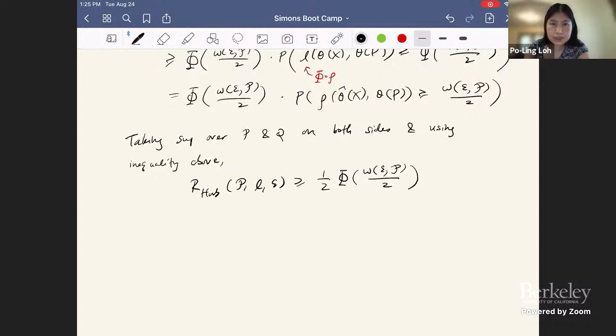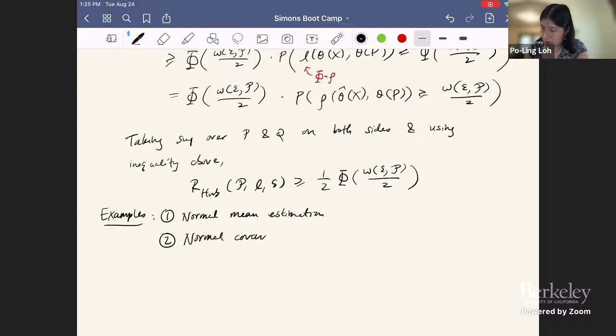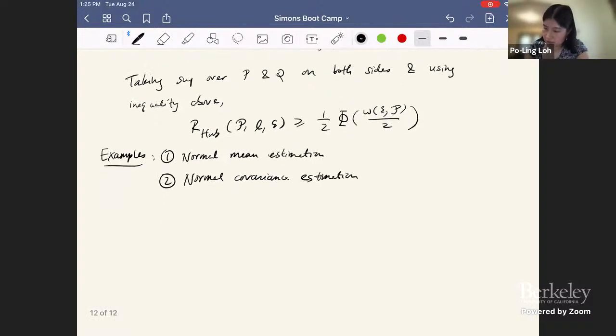Okay, so let's go over the first example. So what examples are we going to do? We're going to do two examples. The first one is going to be Gaussian mean estimation, or I guess earlier I called it normal mean estimation. And the second one is going to be normal covariance estimation. So these are the two examples that we went through earlier. So the first one is normal mean estimation.